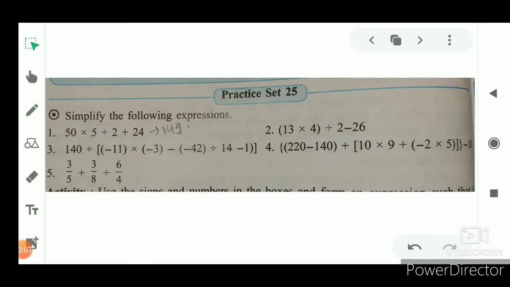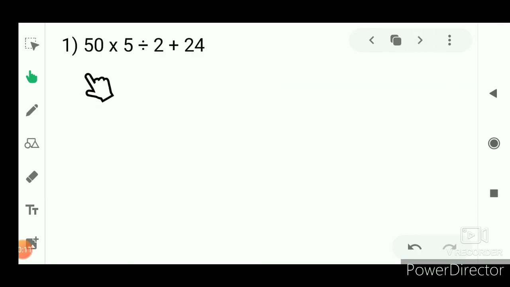Now let's solve practice set 25. The very first question is 50 into 5 divided by 2 plus 24. So we have seen the rules before that we have to first carry out the multiplication and division from left to right. Okay, so first of all we have to carry out this multiplication. 50 into 5 will give 250, divided by 2 plus 24.